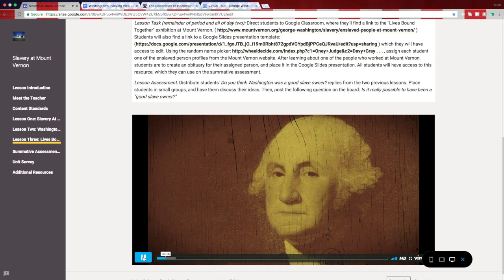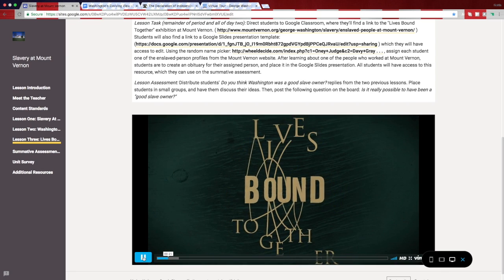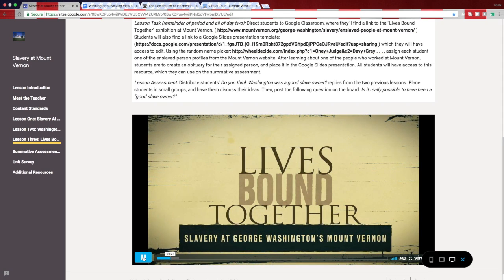Washington's views on slavery evolved over the course of his life. This is the story of his evolution and of the enslaved people whose fates were intertwined with his own.